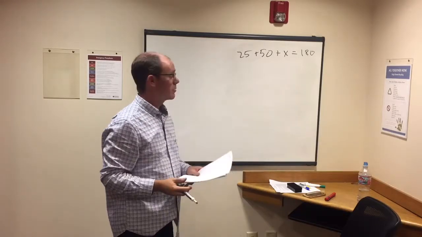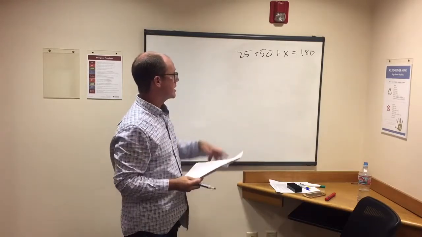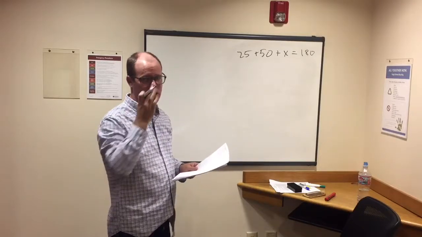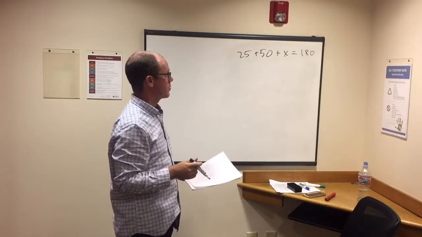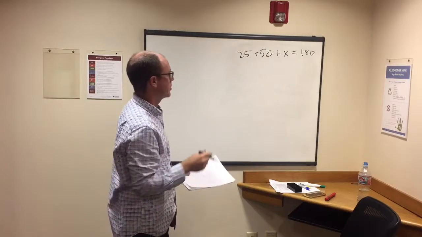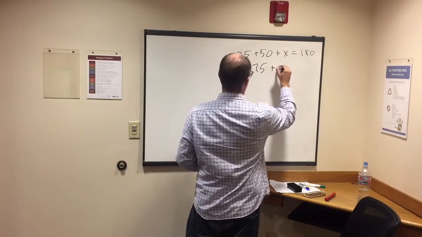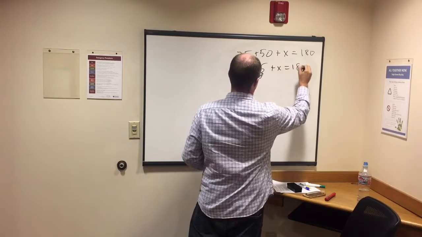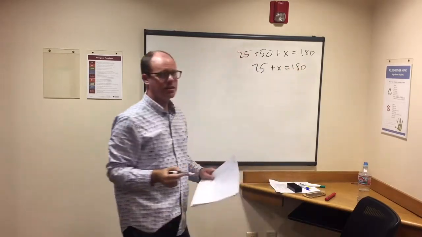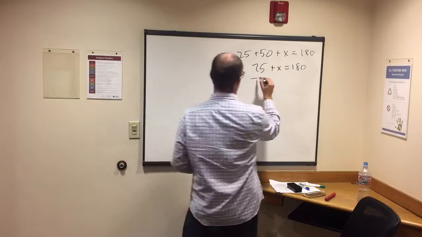So I just wrote the formula there. It gave us 25 and 50. You need to know that the 3 angles in a triangle always add up to 180, and the third one we didn't know. So now if we add 25 and 50, that gives us 75 plus x equals 180. Now it's starting to look pretty obvious.